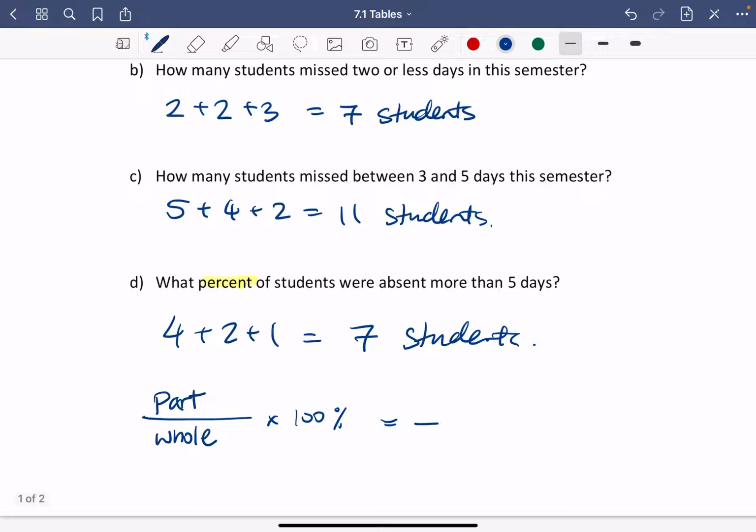And so the part is the number of students that were absent, so that will be 7. Whole will be the total number of students. So that's 25, and times 100%. So 7 divided by 25 times 100%. This is 28%.